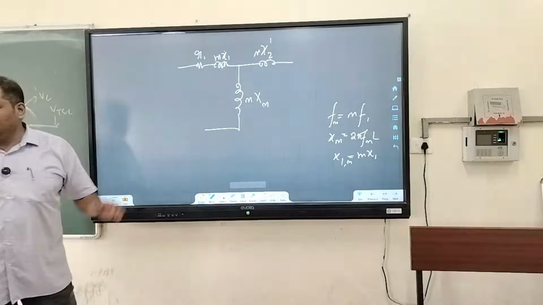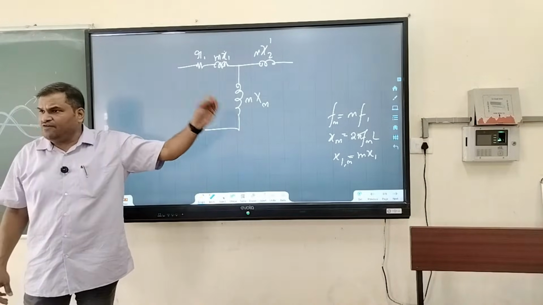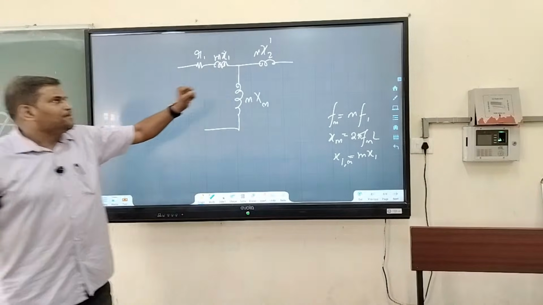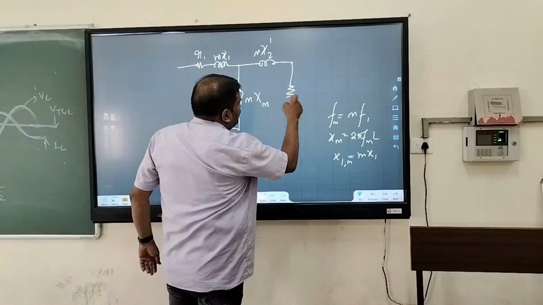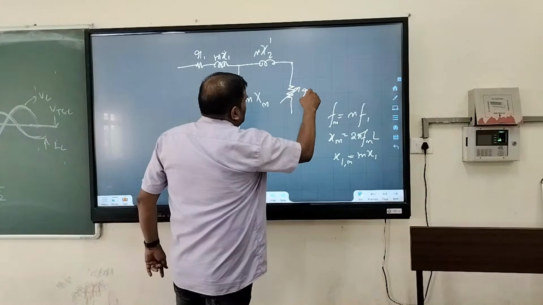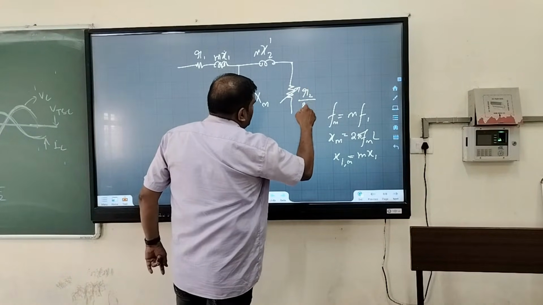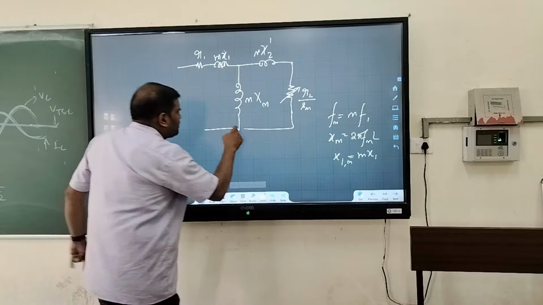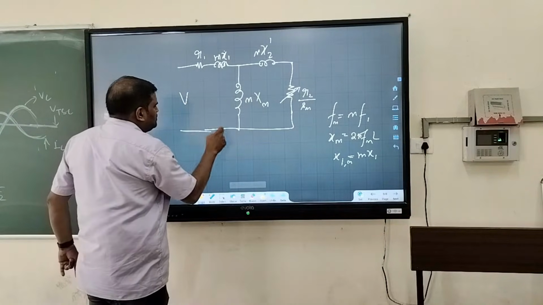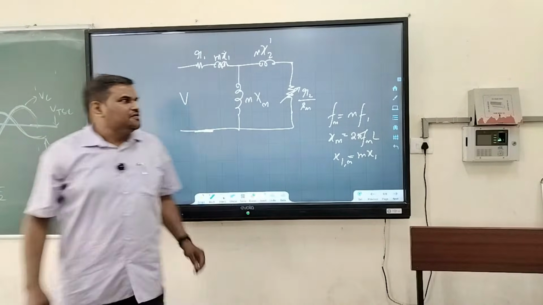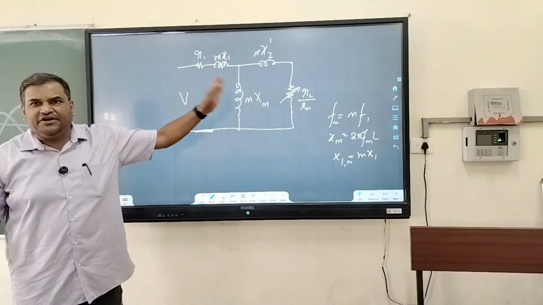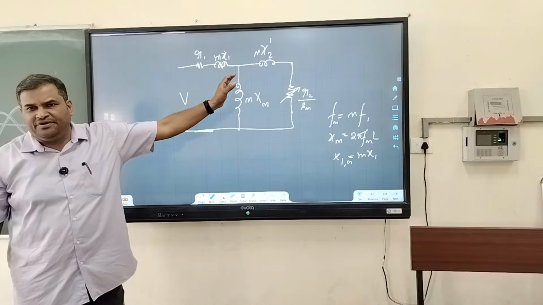So wherever there is reactance, m gets multiplied; here also m is multiplied. And what will happen to the resistance? R2 dash by Sm. And what is the supply? Supply voltage is fixed, it is V. So this is the situation for different harmonics. So what is happening here?